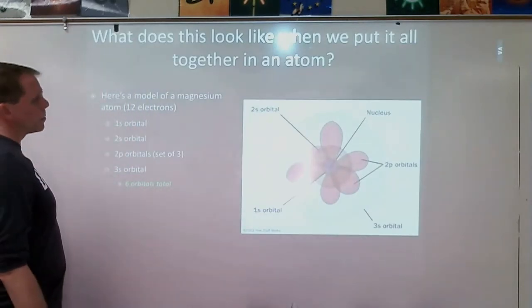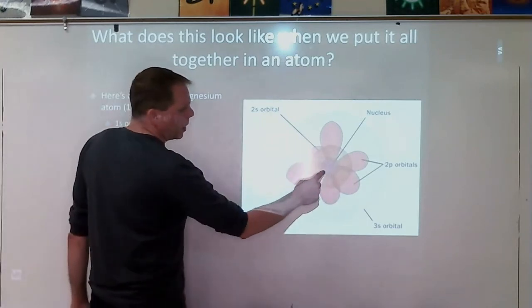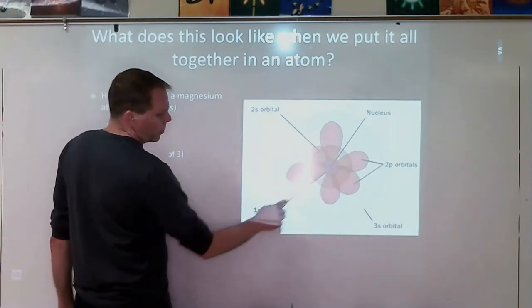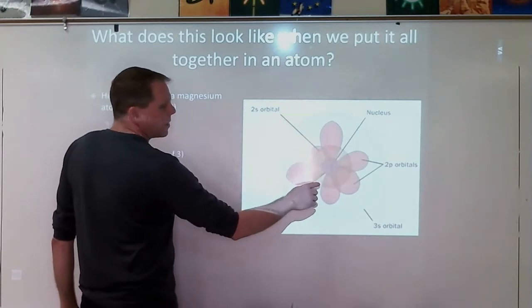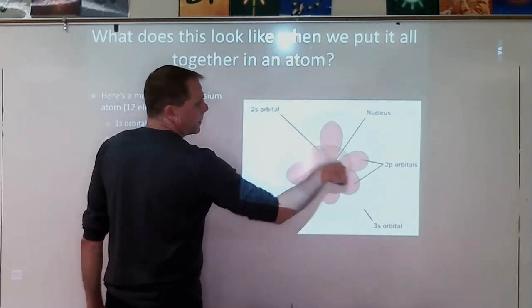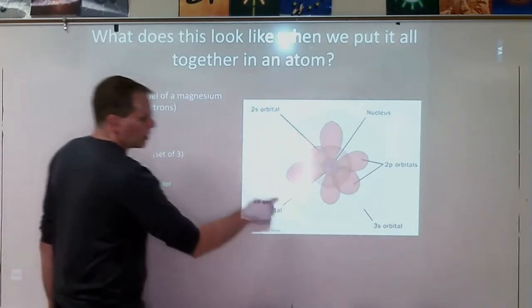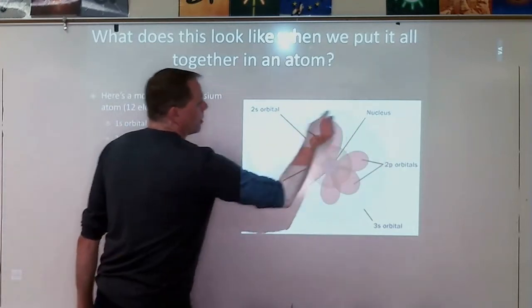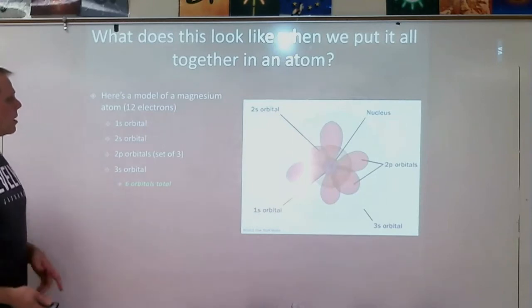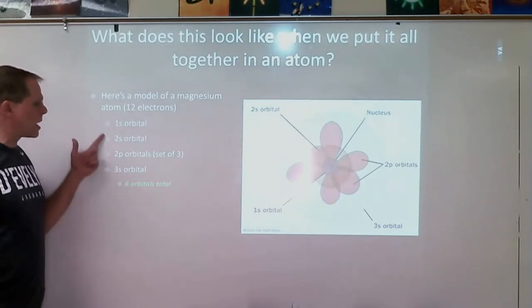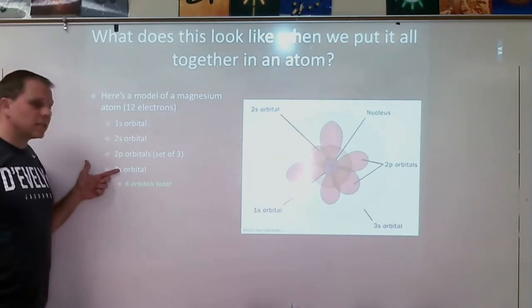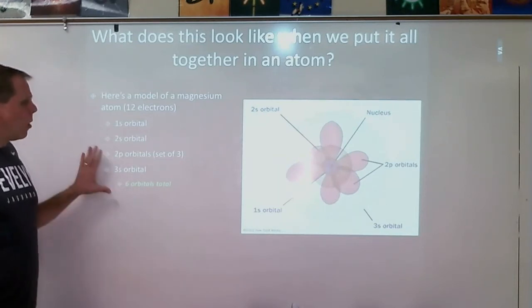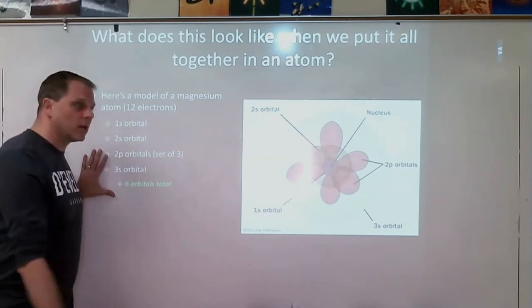So what does it look like if we put them all together? Now you can see the 1s is inside there even more. There's a 1s way inside there, smaller, a 2s that's bigger, and then you've got the 2 p's there as well, and now you've got the 3s, the bigger circle around out here. So this is a model of magnesium. It's got 12 electrons, and it's got 1, 2, 3, 4, 5, 6 orbitals, holding 12 total electrons, 2 electrons in each one.